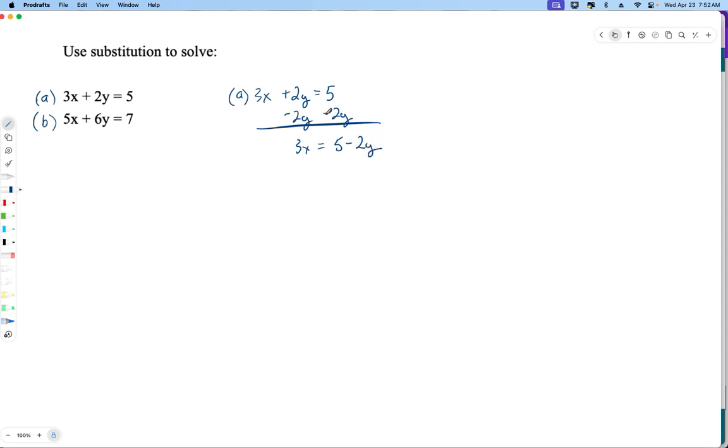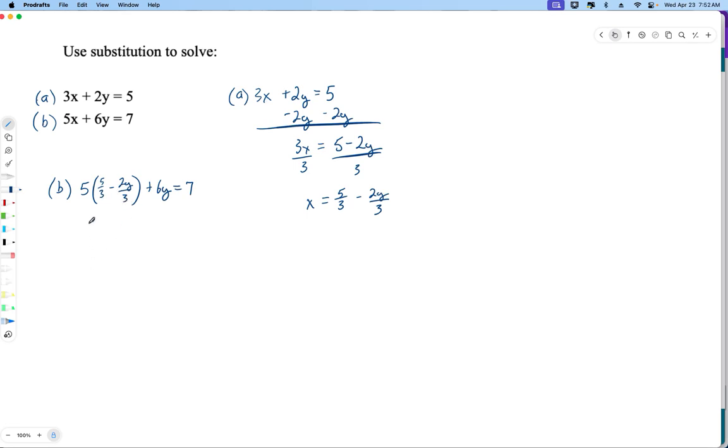Again, negative sign in the middle. I'm going to divide everything by 3. X is equal to 5 over 3 minus 2y over 3. That is your substitution value. It is complicated. It is advanced. That is what we're doing. We're finding the value of x to substitute in to another equation. So now let's substitute that into b. Here's b. 5 times 5 over 3 minus 2y over 3 plus 6y is equal to 7.